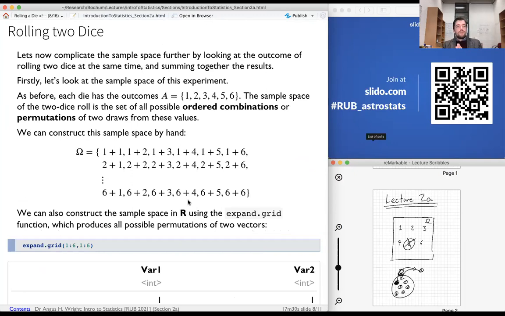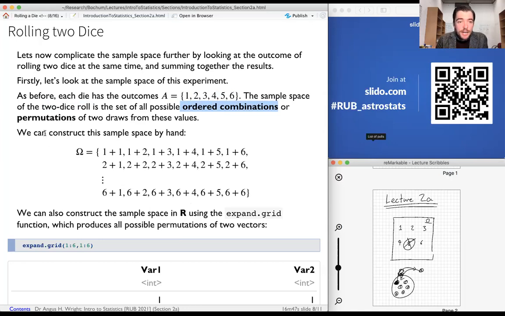Okay, let's now ratchet up the complexity once more, into the sample space of rolling 2 dice. Imagine that we're playing a game of backgammon or something to that effect, where you have 2 dice and you roll them together. Each die has the same outcomes: each is a fair 6-sided die with outcomes 1 through 6. So the sample space of the individual die doesn't change, but the sample space of the 2-dice roll is now the set of all possible ordered combinations, which are called permutations, of the 2 dice.